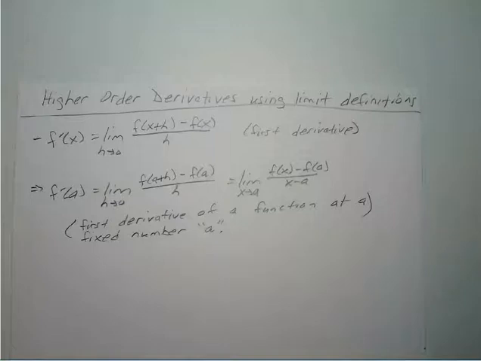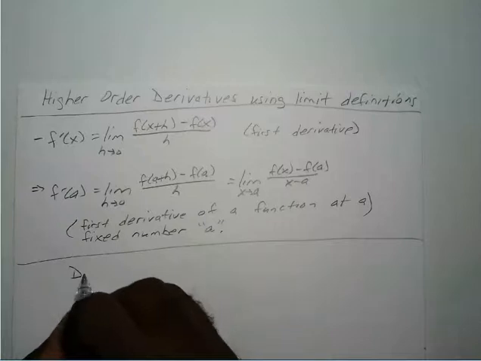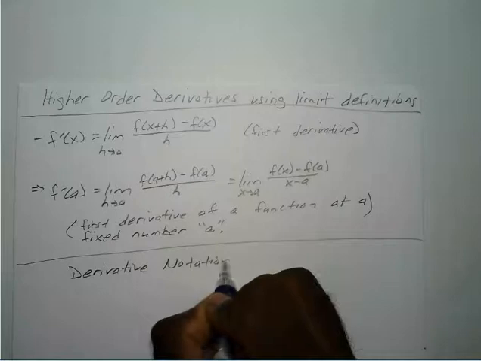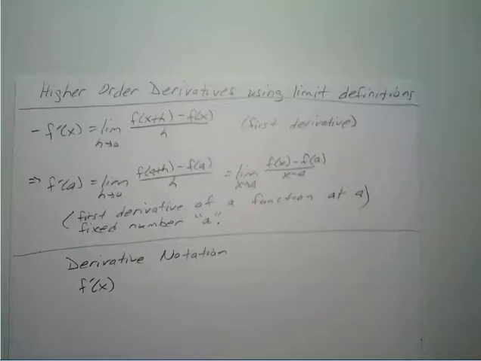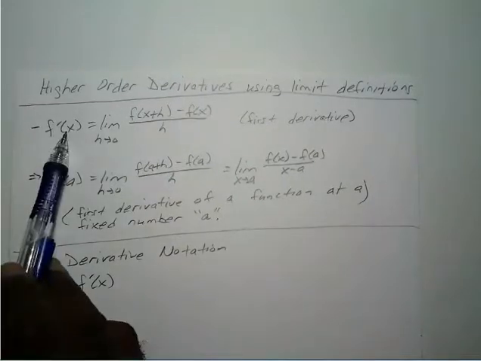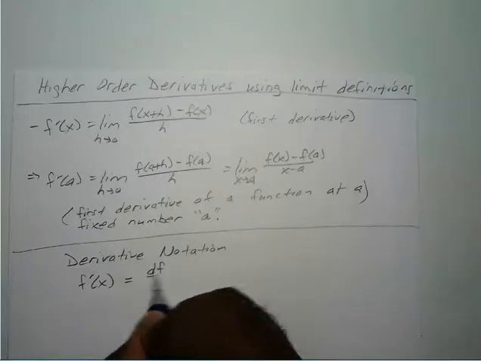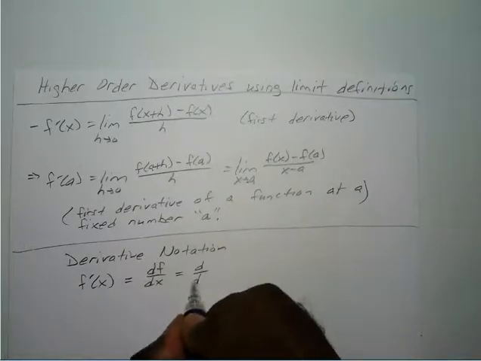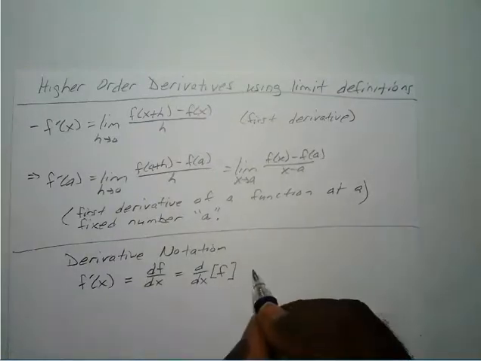All right, now a derivative can be denoted a couple of different ways. Your first derivative can look like this, just f prime of x, same as we have up here. It can also be denoted as the derivative of f with respect to x. And that f can also be brought out front, so you have the derivative with respect to x of a function f. Again, this is your first derivative.